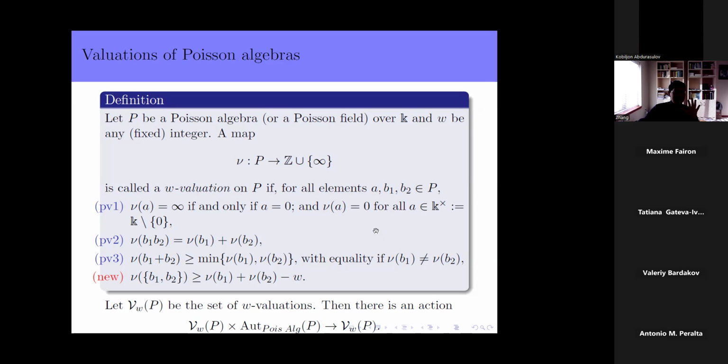Okay, so basically how do we imagine the Poisson valuation? It's a valuation, but it's compatible with the Poisson bracket. So the new one, if we take W to be 0, this is a very natural axiom for Poisson algebra. First three are the same, just the usual valuation axioms. The last one involves the Poisson bracket. And the extra parameter gives us some extra information, so we will keep that.